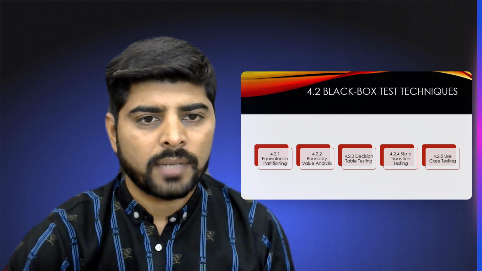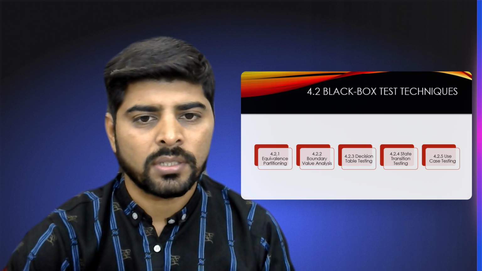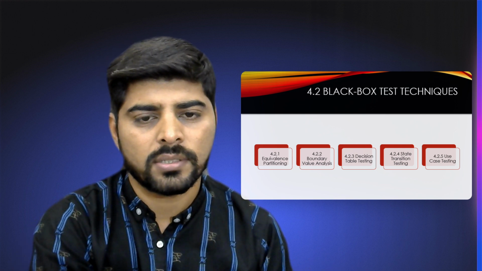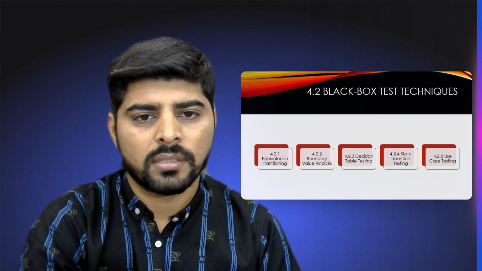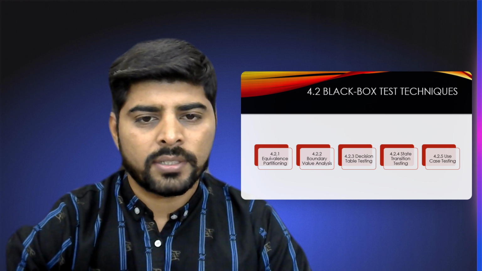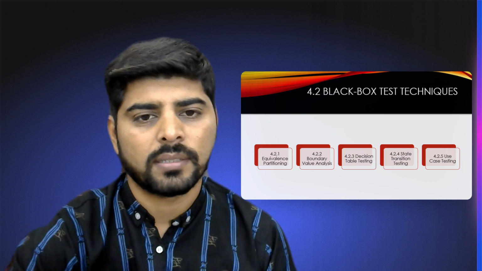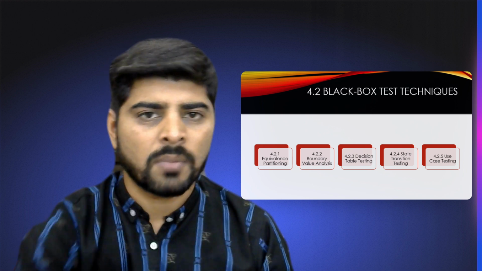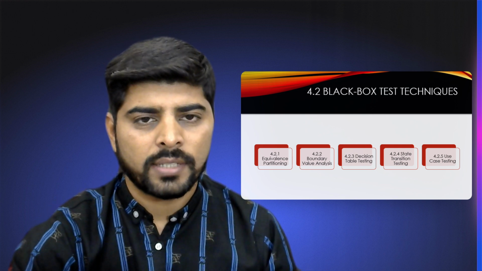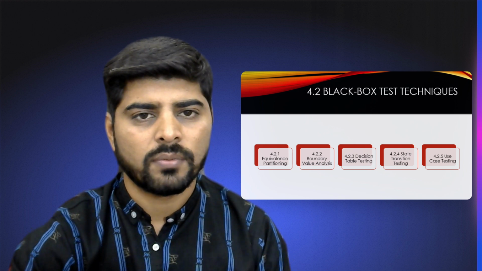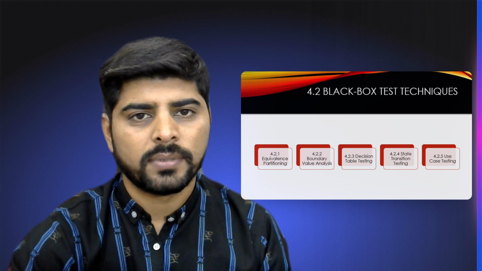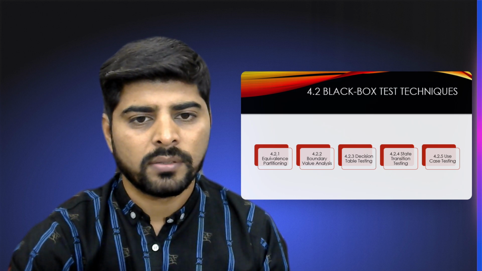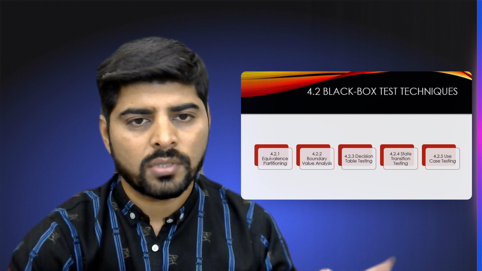In black box test techniques, we have equivalence partitioning. We partition the inputs into equivalence partitions: valid partitions and invalid partitions. Invalid partitions are rejected and valid partitions are accepted by the system. Then we have boundary value analysis. Most of the bugs are usually in boundaries, so boundary value analysis is very important. For example, if we have an input field which accepts digits from 1 to 19, then our boundaries will be 1 and 19. So we need to check those boundaries.